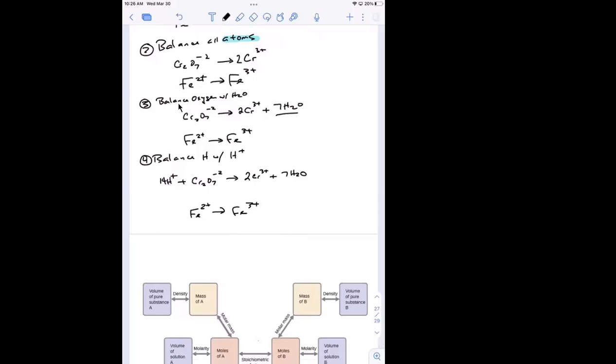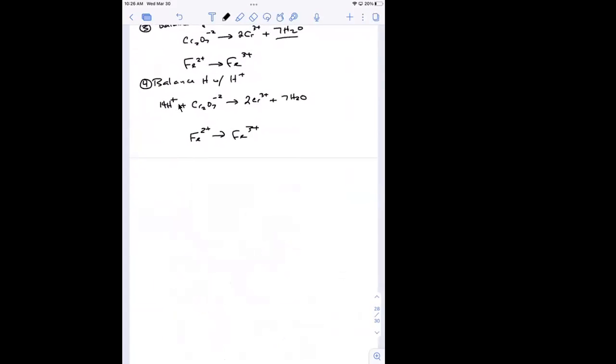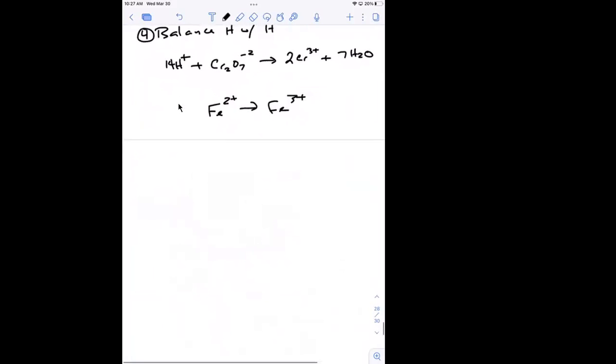It's a long process. There are 8 steps, but we almost 7 steps for this problem because you only need the 8th step if you're doing it in basic solution, and this is an acidic solution, so we're not worried about it. All right, so that's that. Balance the hydrogens with protons. All right, and then the next step is to now balance charges.